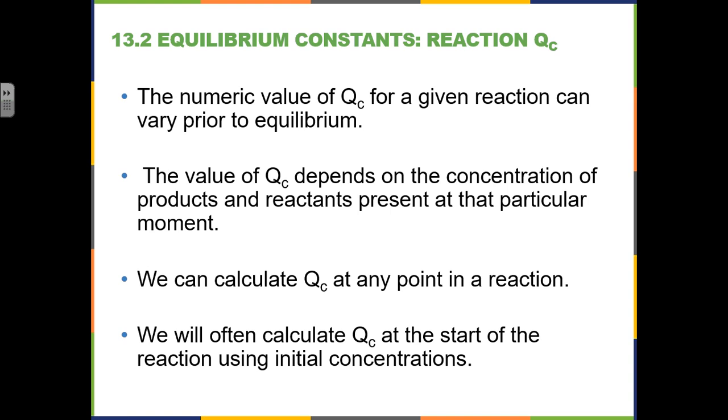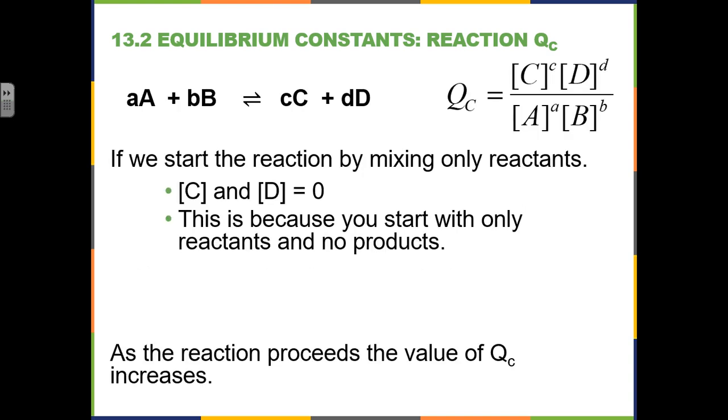Now, the numeric value of QC, or the reaction quotient for a given reaction, can vary prior to equilibrium, and it depends on the concentration of both the products and the reactants that are present at that particular moment. Now, you can calculate your QC at any point of a reaction, and it may not necessarily mean that it's at equilibrium. So that's important to note when we're talking about the value of QC. Now, if we start the reaction by mixing only reactants, your C and your D is equal to 0. And this is because you start with only reactants and no products. And eventually that changes over time.